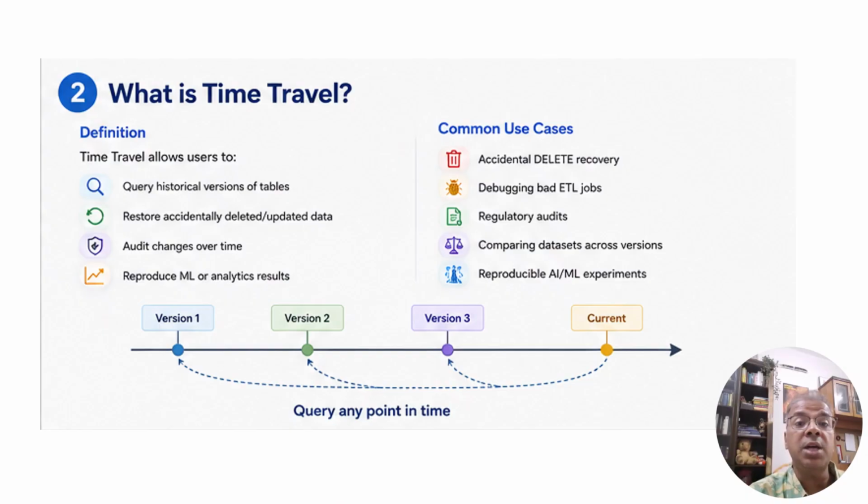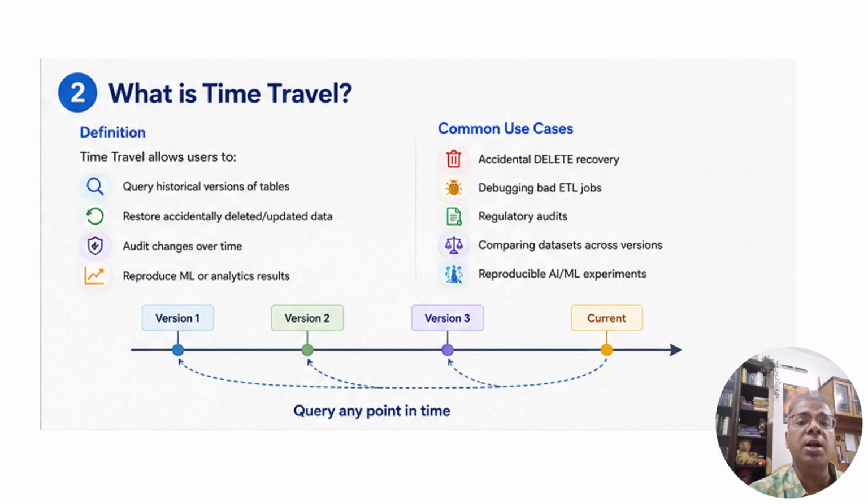All right, so exactly what is time travel? At a high level, time travel allows users to query older versions of datasets. Instead of only seeing the current state of the table, we can access how that table looked yesterday, last week, or even at a specific timestamp. This capability helps in several scenarios, such as recovering accidentally deleted data, debugging failed ETL jobs, supporting compliance audits, and reproducing analytics or ML results.